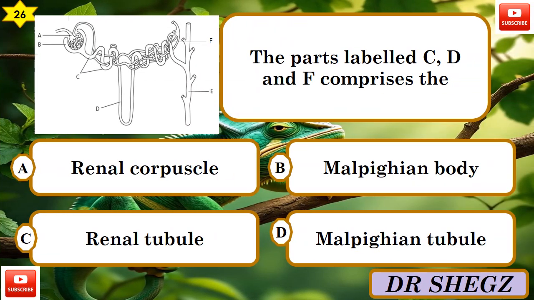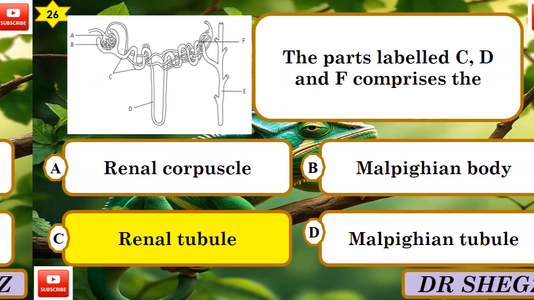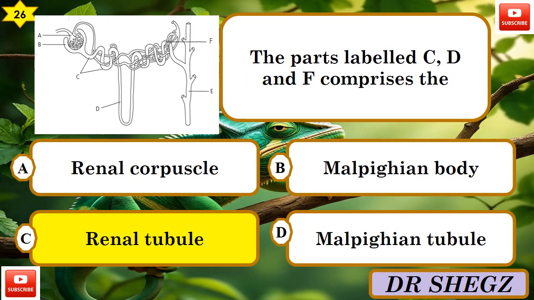The parts labeled C, D, and F comprise the renal tubule. So C, D, F, the proximal convoluted tubule, the loop of Henle, and the distal convoluted tubule, all of them make up what is known as the renal tubule.